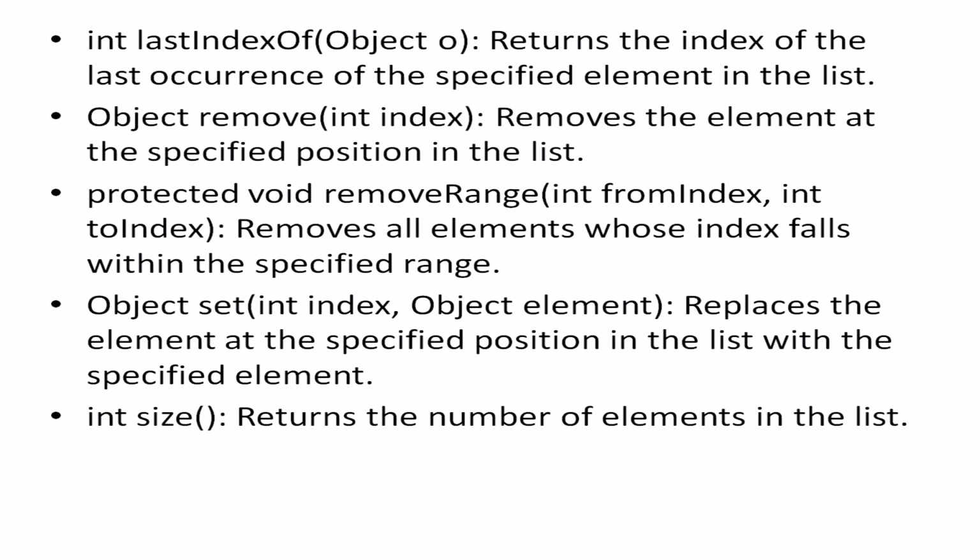Object remove(int index). It removes the element at the specified position in the list. Next method is protected void removeRange(int fromIndex, int toIndex). The from and to index specify from which position to which position you would like to remove the elements. For example, you specify 3 to 5 among the 10 elements inside the ArrayList. Next, Object set(int index, Object element). It replaces the element at the specified position in the list with the specified element. Next, int size(). It returns the number of elements in the list.